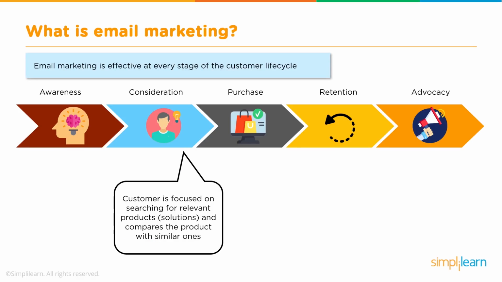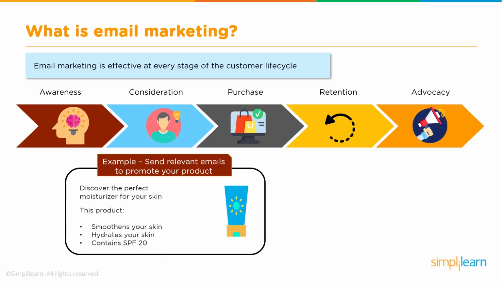The next step in the customer life cycle is consideration. Customers focus on searching for relevant products and compare the products with similar ones. They're definitely looking, a little further in the process. They're educated, they know what they're looking for, so we can really hit them with the right email. We can send a relevant email to promote our product. Discover that perfect skin moisturizer that smooths, hydrates, and contains SPF 20. So we have the perfect product for that person who's further along the funnel and really is ready to purchase that product.